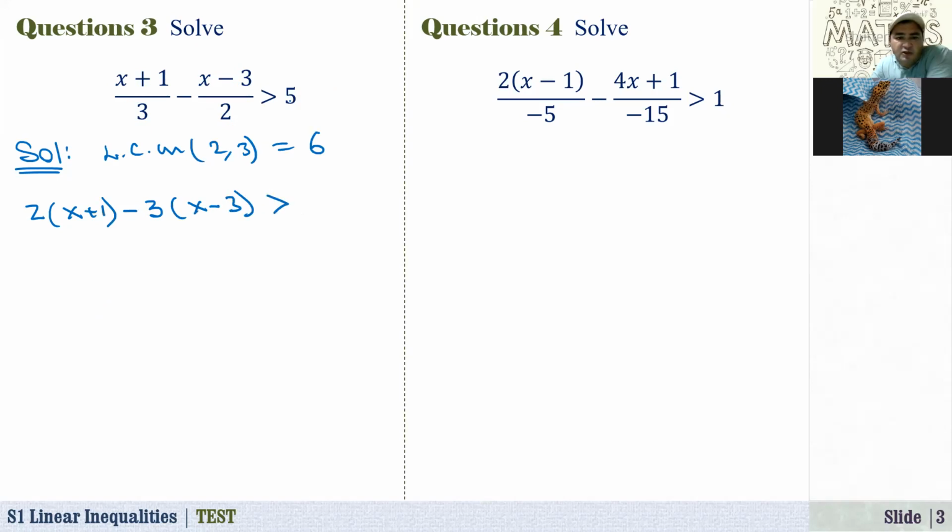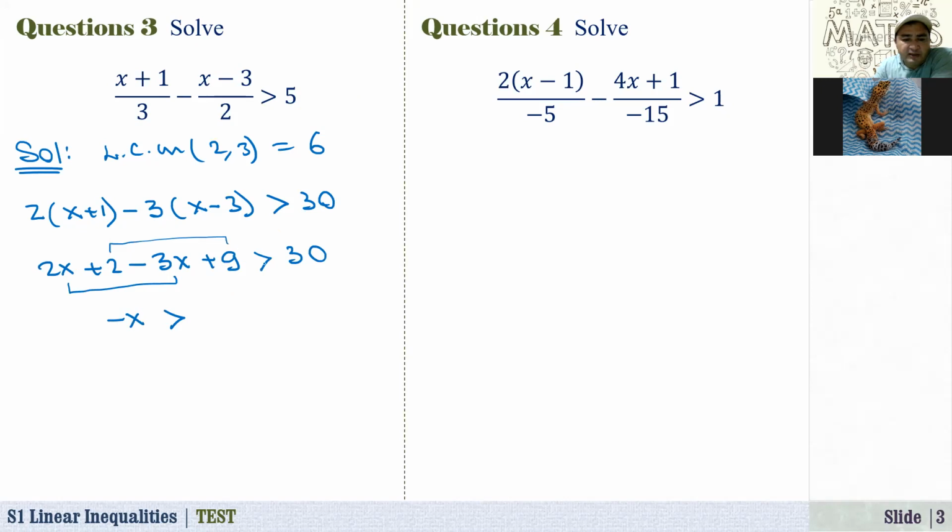On the right hand side, also multiply 5 by 6. Here we have 30. So now we have to expand the left hand side and simplify. 2 times x is 2x plus 2, negative 3 times x is negative 3x, negative 3 times negative 3 is positive 9. On the right hand side, we have 30. So now here we have 2x minus 3x, that's equal to negative x, and 2 plus 9 is 11. Take it to the right hand side, 30 minus 11 is 19.